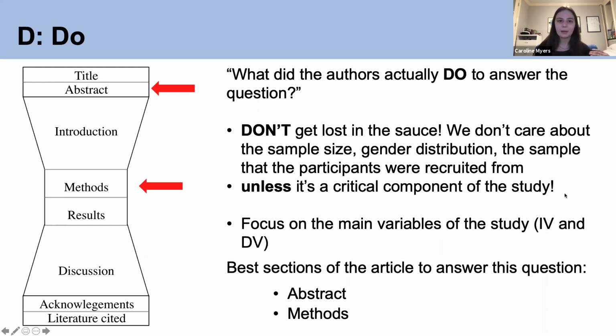We don't necessarily care about specifics that might be less relevant to the actual question, right? Maybe we don't care about the sample size or the gender distribution or where these participants came from, unless it's directly relevant to the question that the authors were trying to answer. So like I said, you should be trying to focus on the main variables of the study, which are the independent and the dependent variables. And generally, the method section is the best place to look for this, but this might also be mentioned in the abstract, right? What did the authors manipulate and what did they measure? That's the key component here.